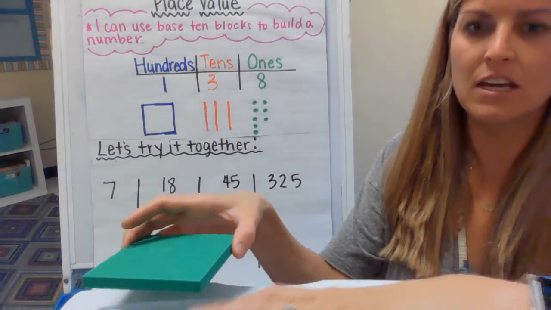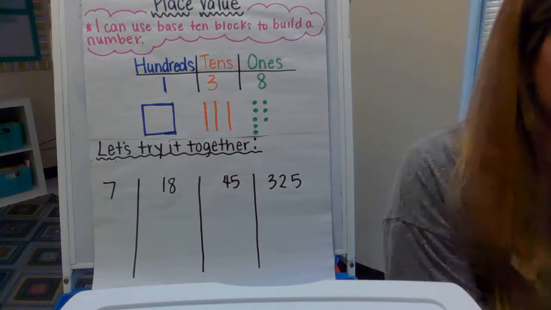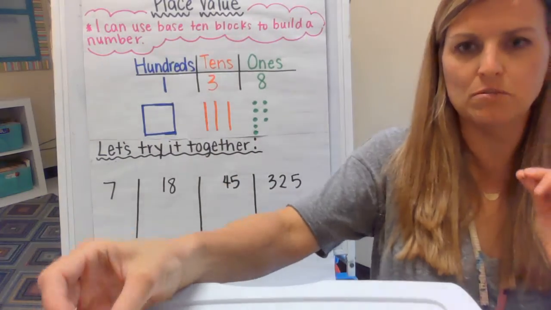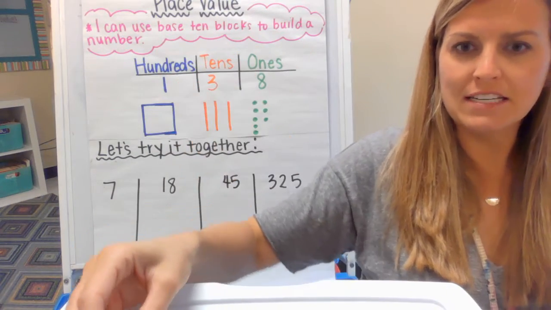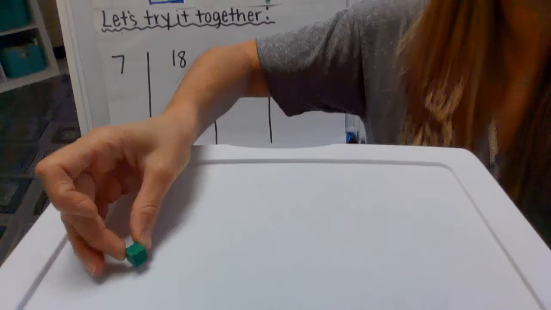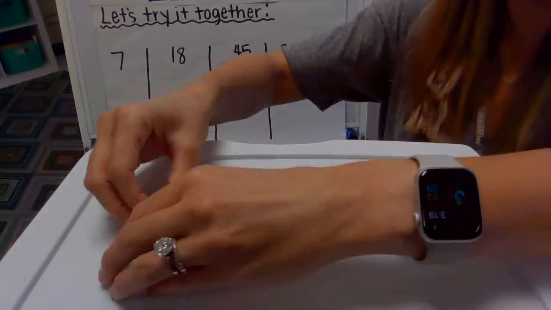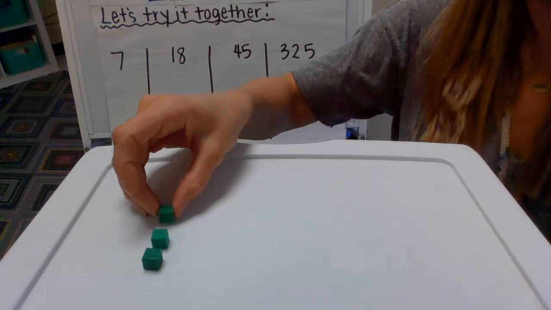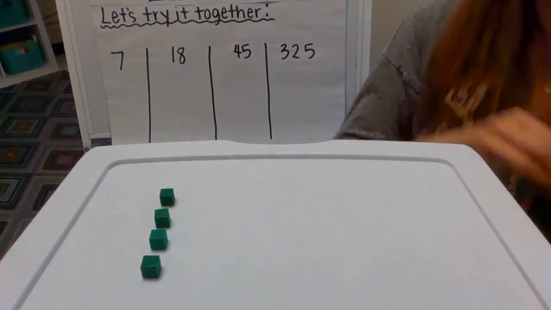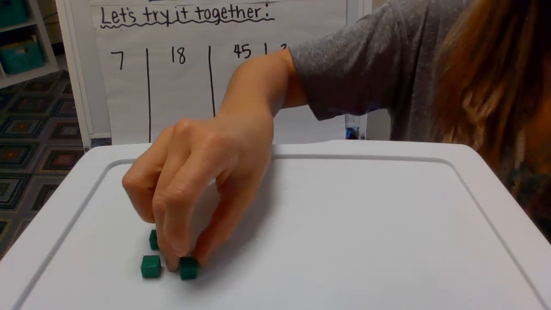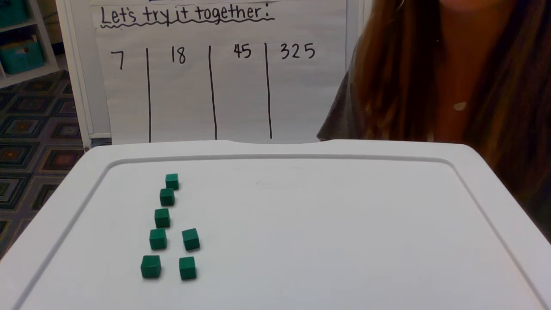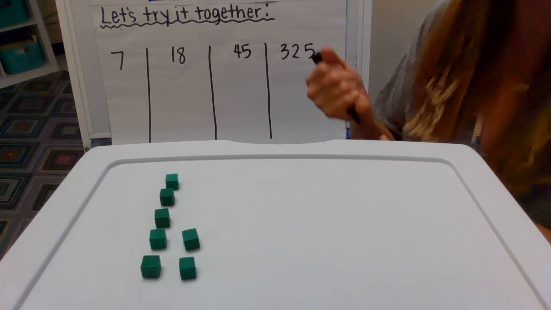All right, so let's take a look here. I have the number 7. All I have is a ones place, so I'm going to need my ones units, and I need to count out 7. Let's take a look here. We have 1, 2, 3, 4, 5, 6, 7. So now I have built the number 7 with my base 10 blocks, my manipulatives.